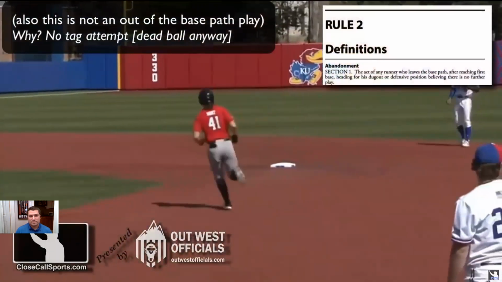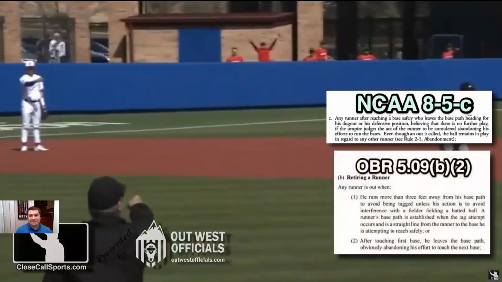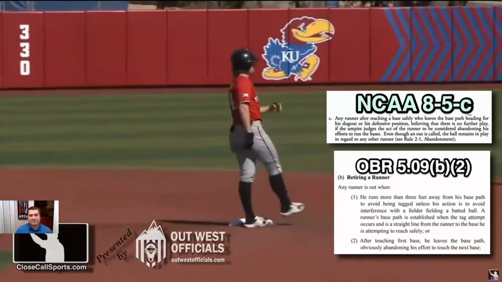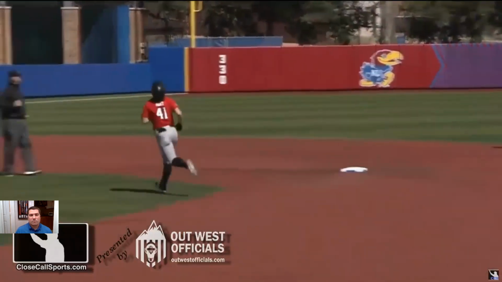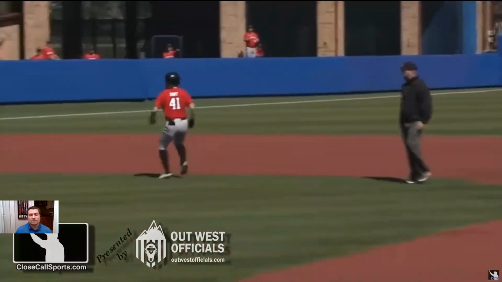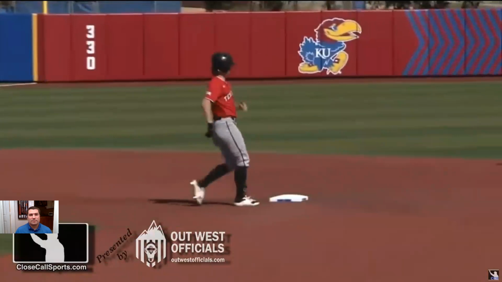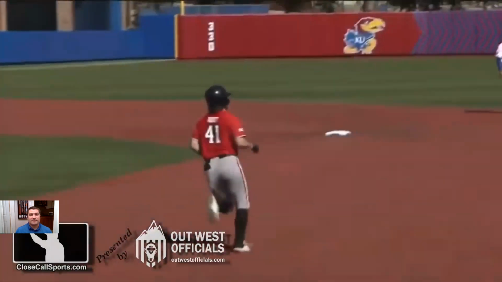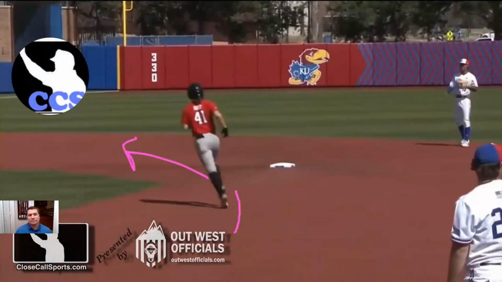There's the definition. OBR 5.09(b)(2), NCAA has a rule, and NFHS, they're all similar. Once you reach first base and you stop running the bases for whatever reason, thinking that there is no further play, once you have given up or abandoned your effort, that's why it's called that, you are out. No tag, no appeal. It is an immediate call once the umpire rules that the runner has made no further attempt to run the bases.